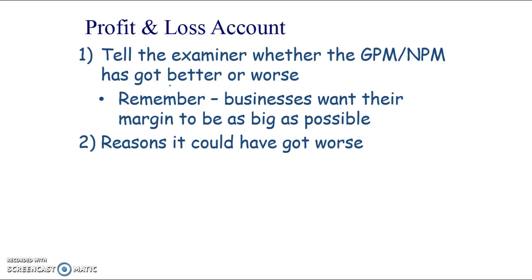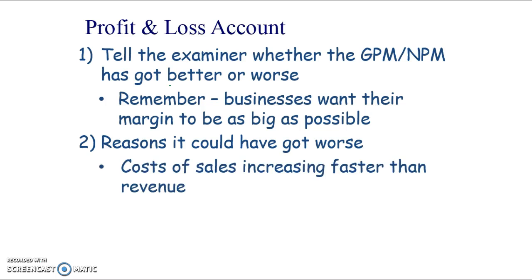And then sometimes, it depends on the question, they want you to explain why it could have got worse. So there's only really 2 reasons. With gross profit margin, we're only considering the costs of sales. We don't look at expenses or overheads. So if gross profit margin has deteriorated, if it's got worse, it means that your costs of sales have increased at a faster rate than your revenue has increased. And we certainly saw that in that last example.